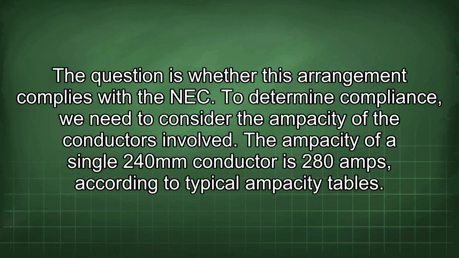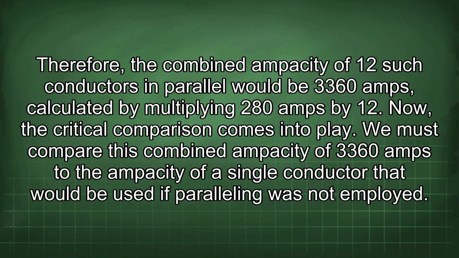To determine compliance, we need to consider the ampacity of the conductors involved. The ampacity of a single 240 conductor is 280 amps, according to typical ampacity tables. Therefore, the combined ampacity of 12 such conductors in parallel would be 3,360 amps, calculated by multiplying 280 amps by 12. Now, the critical comparison comes into play. We must compare this combined ampacity of 3,360 amps to the ampacity of a single conductor that would be used if paralleling was not employed.